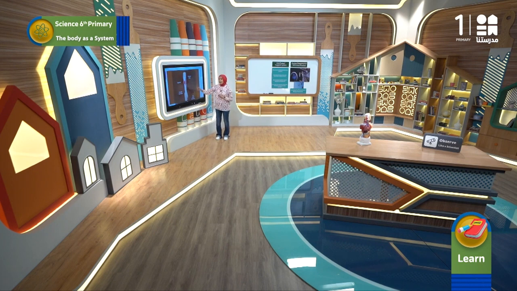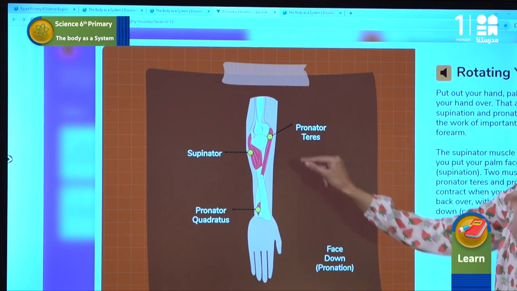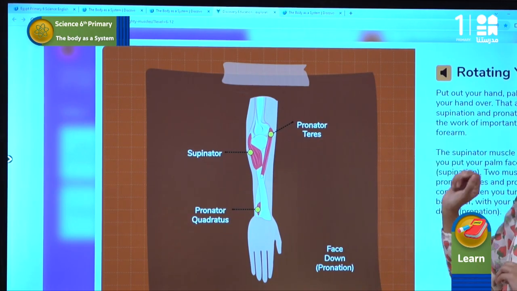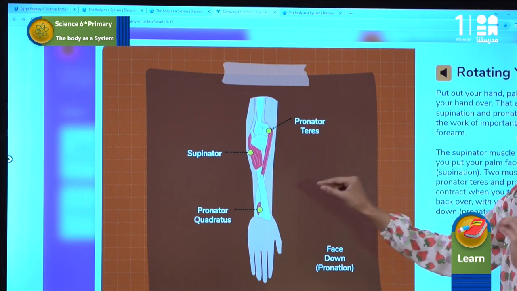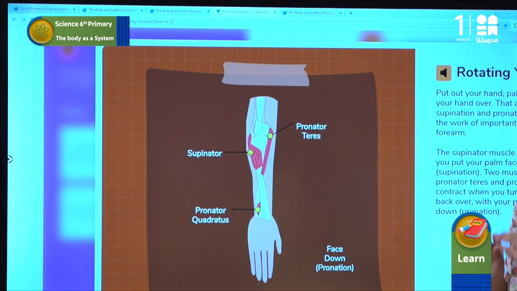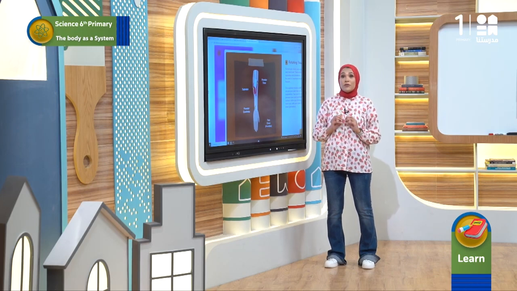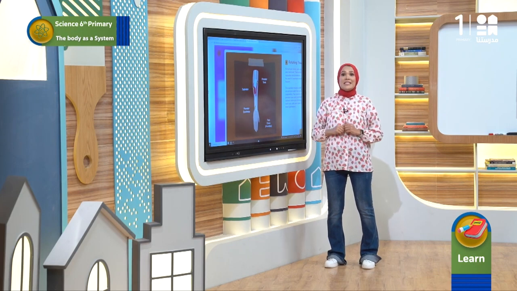Let's observe what happened. Two main muscles act. The muscle contracts when you put your palm face up. Two muscles contract when you turn your hand back over with your palm facing down. And this happens voluntarily as well. And the last movement we will see is the rotation of the waist. Let's see.